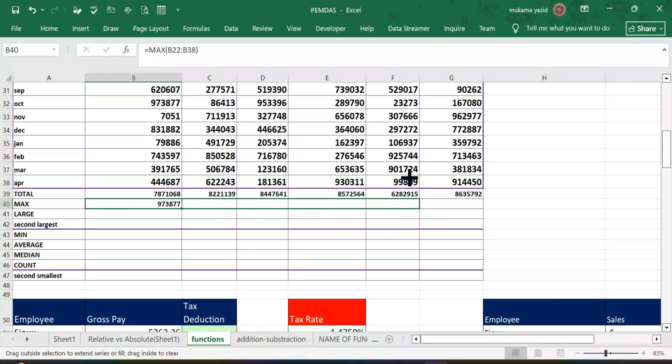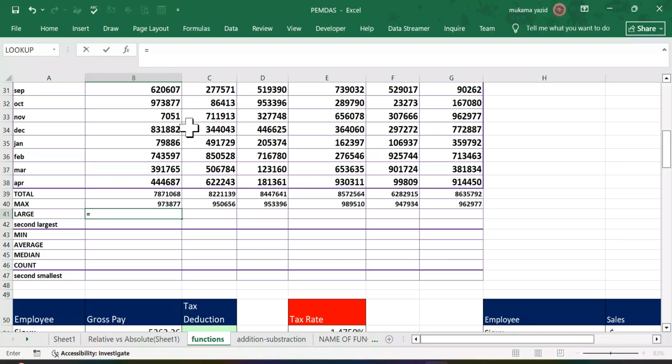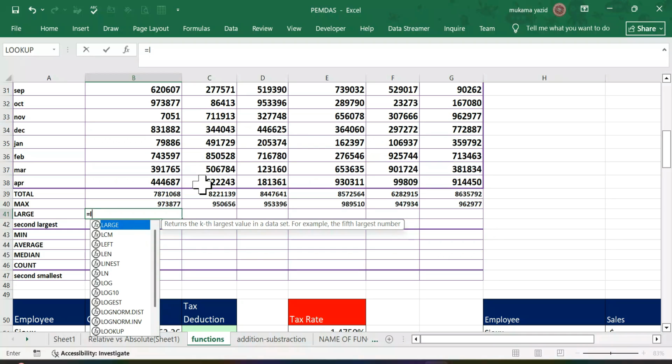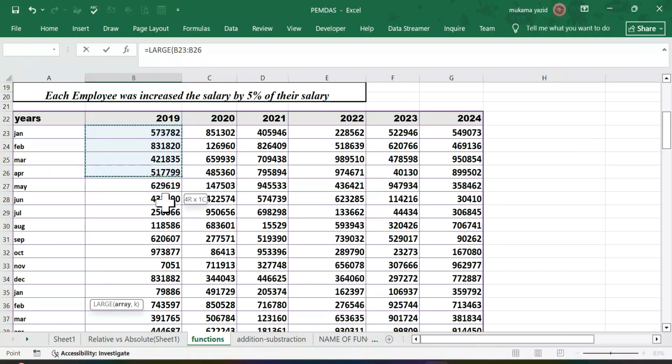Then we autofill. Okay, here largest is the same as maximum, so you can use the LARGE function. You select the LARGE function, and you select the numbers you want to get the answer from.